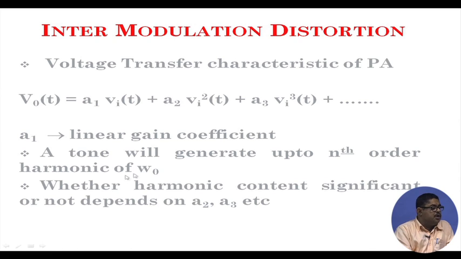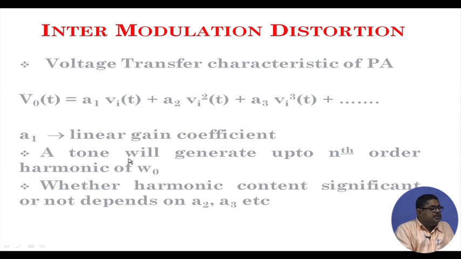A tone will generate up to nth order harmonic. You see that if I have a tone and if the system is non-linear, this Vi square(t) will make the second harmonic come. Then if I have this Vi cubed, that means if A3 is significant, I will have the third harmonic also generated, because you know that if Vi(t) is cos omega t, it will generate a cos square. Cos square means there is a cos 2 omega term present. Similarly, cos cube means I have cos 3 omega t.